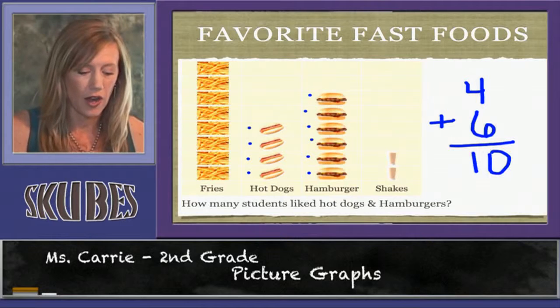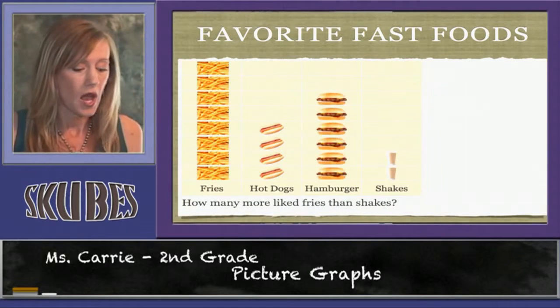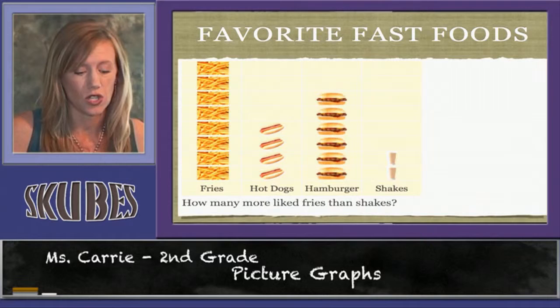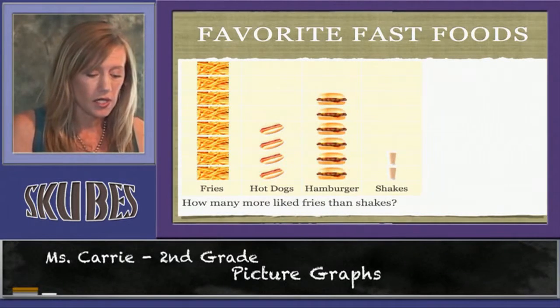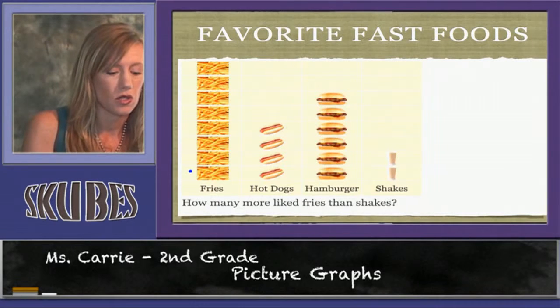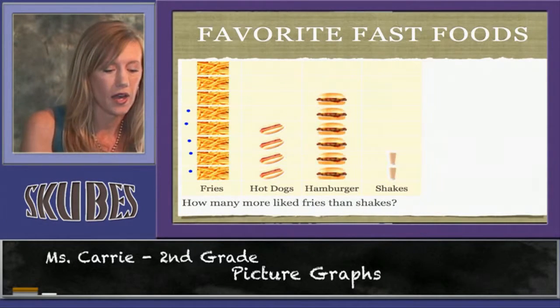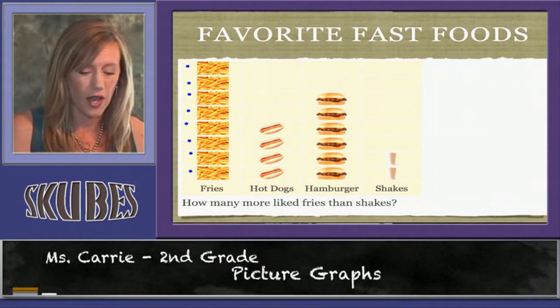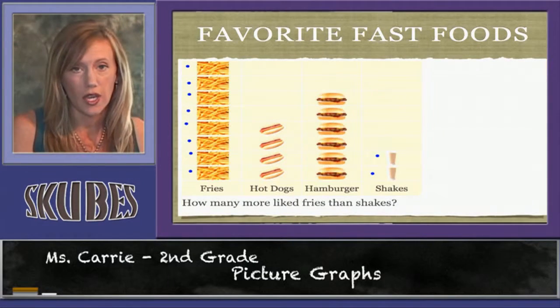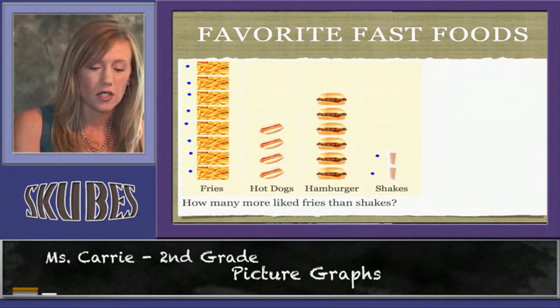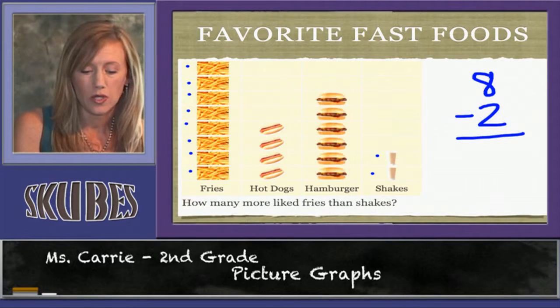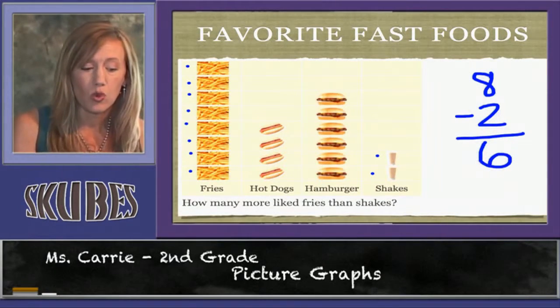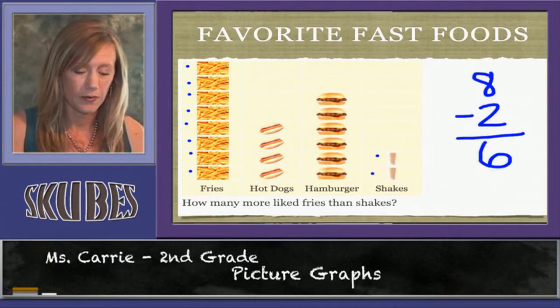Let's look at this same graph again with another question. How many more liked fries than shakes? Well, how many more means we need to subtract. So let's count up the fries again. We had 1, 2, 3, 4, 5, 6, 7, 8 fries. And we had 1, 2 shakes. Now we said we needed to subtract, so we need to take the 8 minus the 2 shakes. 8 minus 2 is 6. So 6 more students liked fries than shakes.